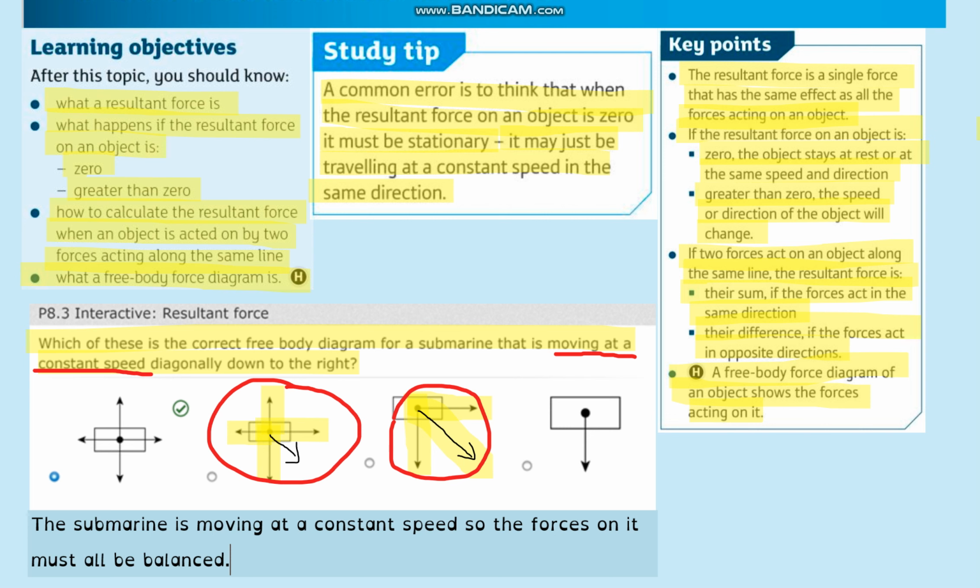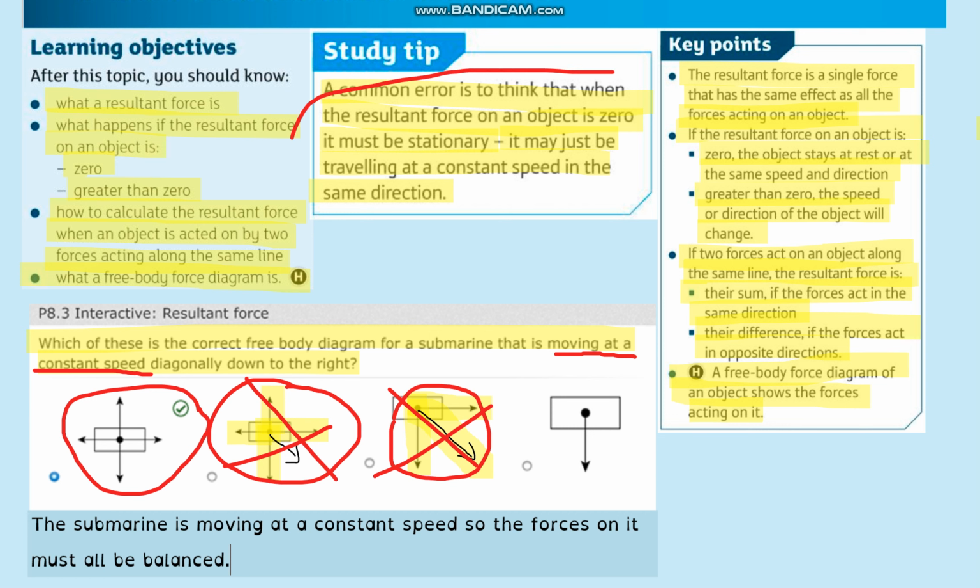So actually the correct answer is this one. You can see in this one all the arrows are equal in size, and therefore the object is going at a constant speed. So remember what it says in the study tip again: when the resultant force on an object is 0, it may just be travelling at a constant speed in the same direction.